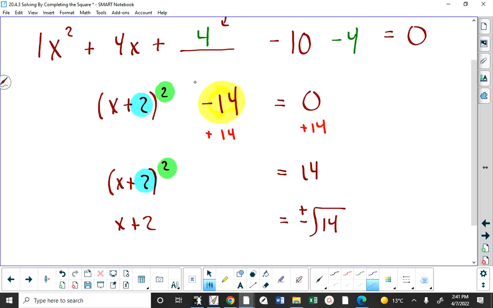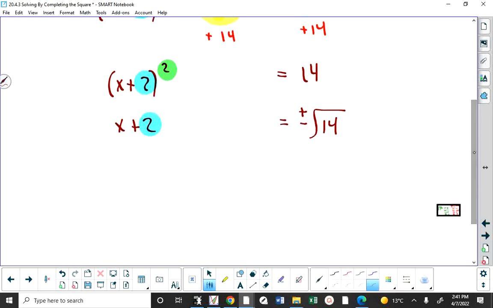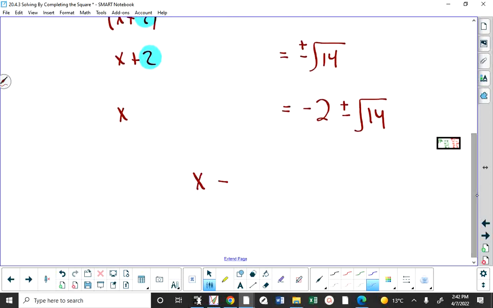And now I have to get rid of the 2. That's just going to mean subtracting 2. When I subtract 2, we usually put the number before the radical. That's just the way it's done. So x is equal to negative 2 plus or minus root 14. What does that mean? It means x equals negative 2 plus root 14 and x equals negative 2 minus root 14.